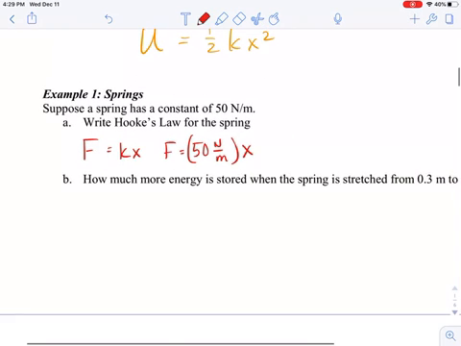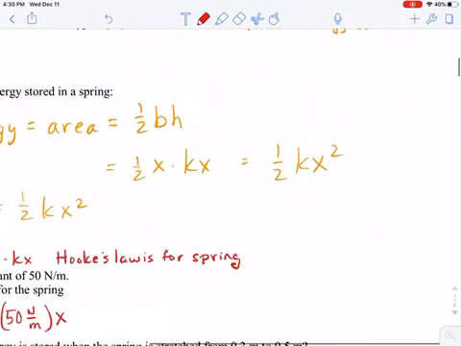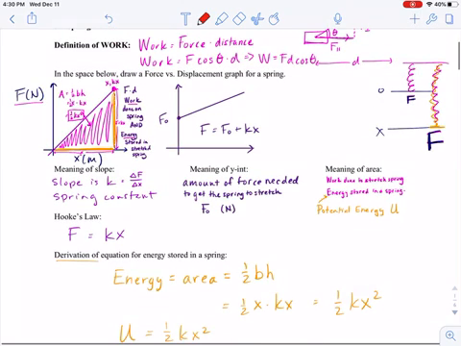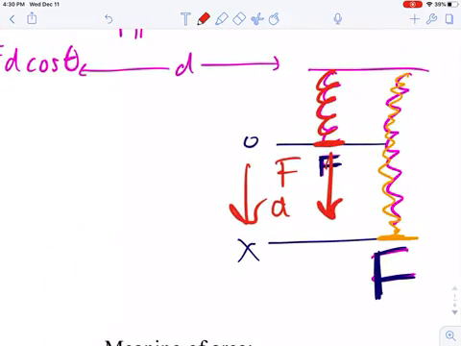Technically, Hooke's law is F equals negative kx. And the reason for this is that Hooke's law is for the spring, not for the person pulling the spring. So if I go back to my example up here, if I look at my spring and I think about pulling on it, my force and my distance are in the same direction. They are down. But the spring is not pulling down. The spring is pulling up.